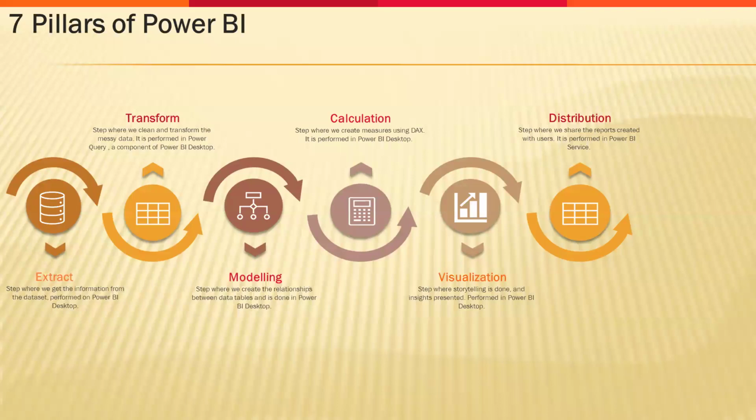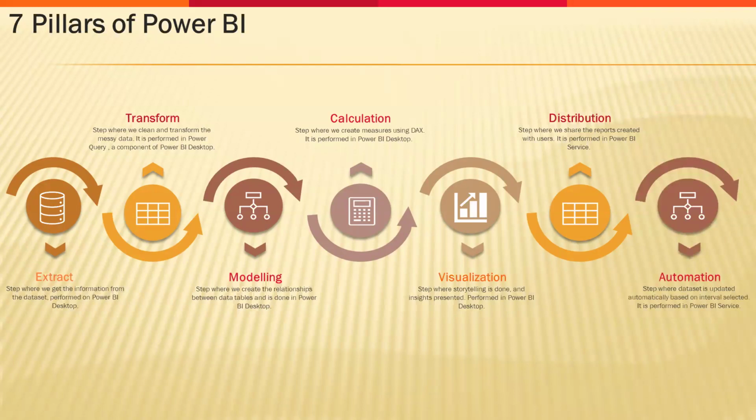Distribution means we did the extract, the transformations, the modeling, and with the calculations and visualization, everything is done. Up to visualization, all five pillars are done in the desktop version. From the sixth pillar, we enter into Power BI service. It's not possible with the desktop to share those reports with customers or clients. After developing our reports, we publish them into Power BI service and share those reports with the users.